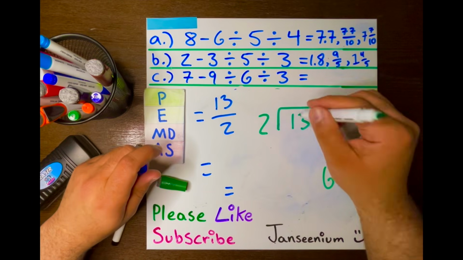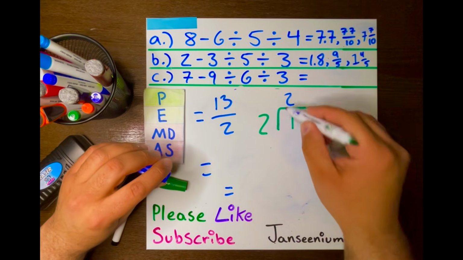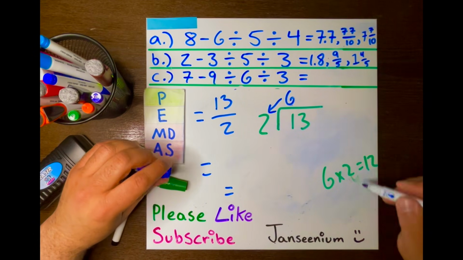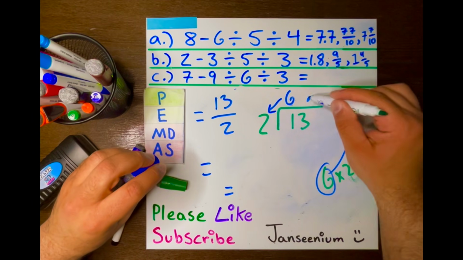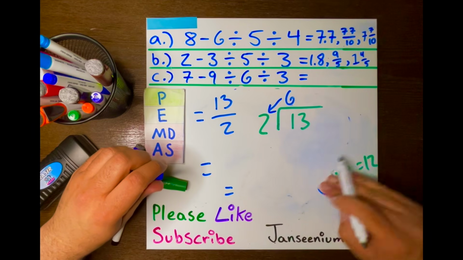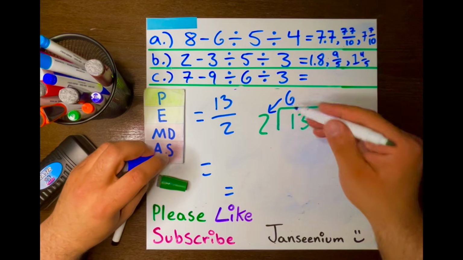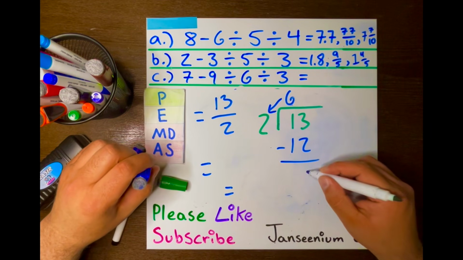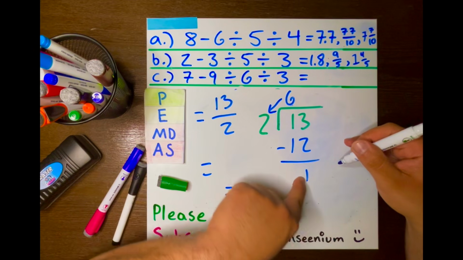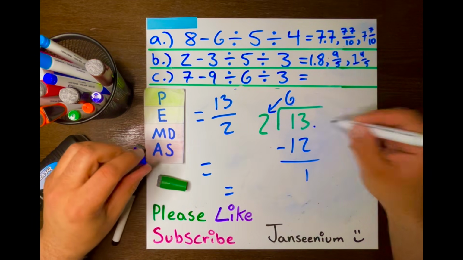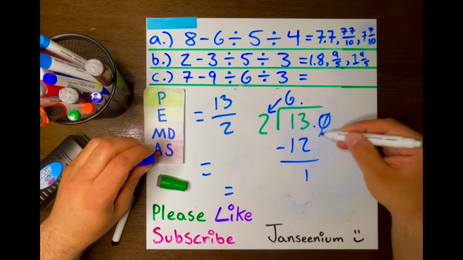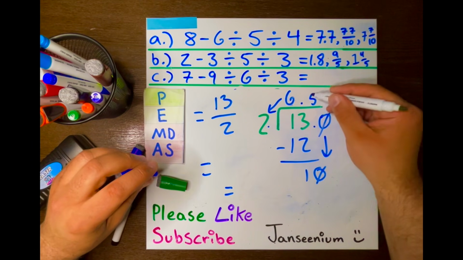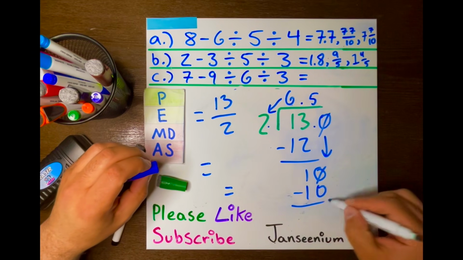So the 6 goes on top of the long division symbol. Sorry about that. 6 times 2 is 12, and that's the closest we'll get to 13. And then we subtract: 13 minus 12 is 1. And then can 2 fit into 1? No, so the 1 needs to borrow 0. So add a decimal after the 13, after the 6, write a 0 here, bring it down, give it to the 1. 1 becomes 10. How many times can 2 fit into 10? 5 times. And 5 times 2 is 10, and 10 minus 10 is 0.